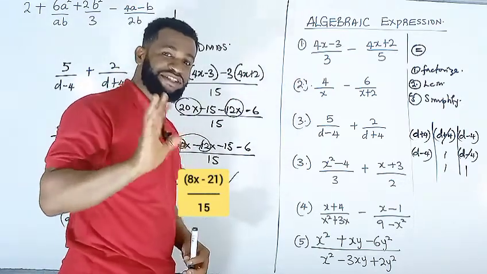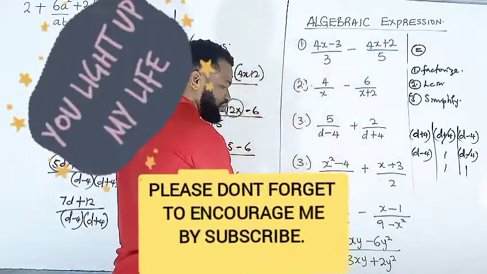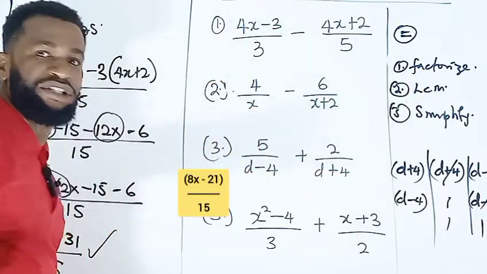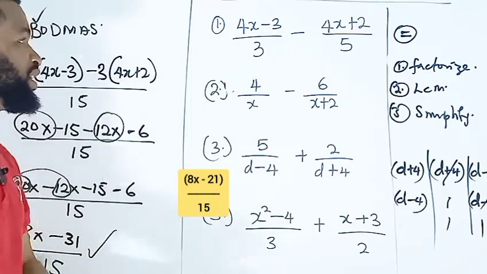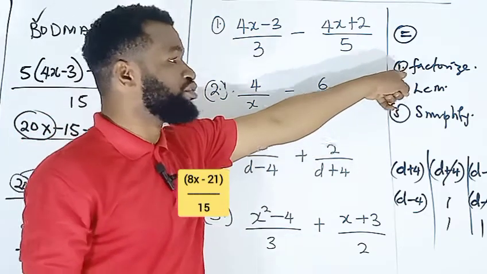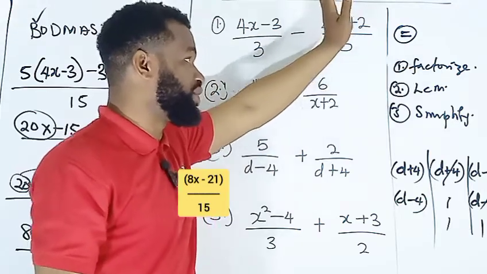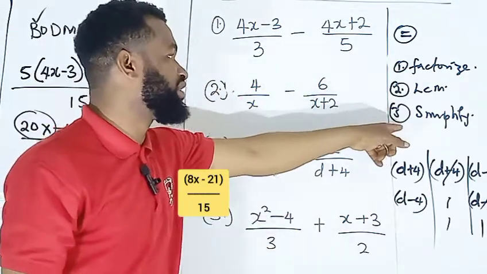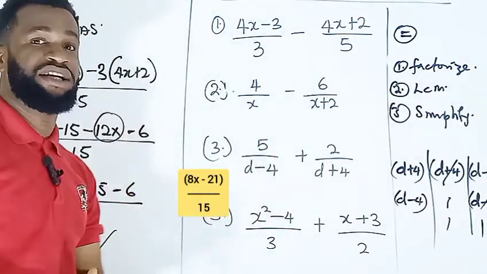I am giving you 3 steps. Number 1, each time you see any question on algebraic expression, think of factorization. That means you should be well acquainted with different kinds of factorization. Now, it's not all of them you should factorize first. But if there is nothing to factorize, you leave factorization, go to the next one and take LCM. After taking LCM, the next thing is for you to do what? Simplify, collect like terms, and you are at the answer.